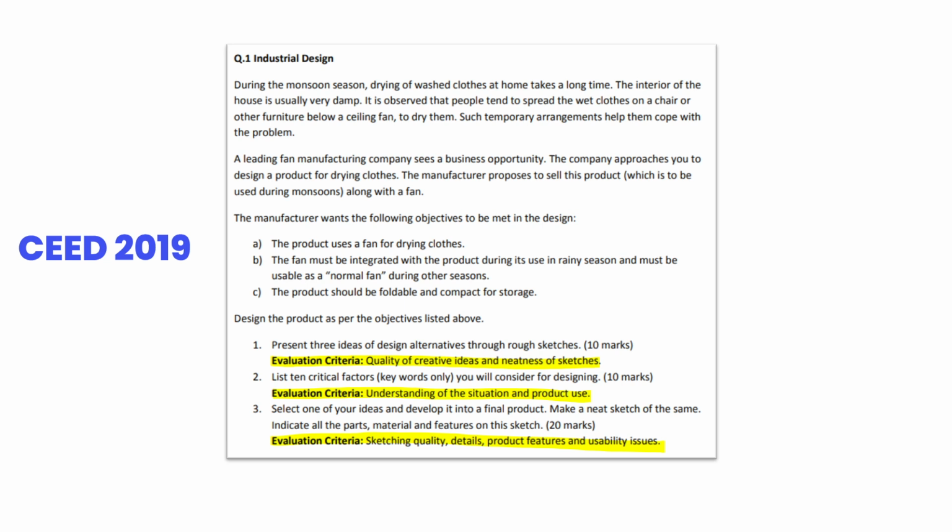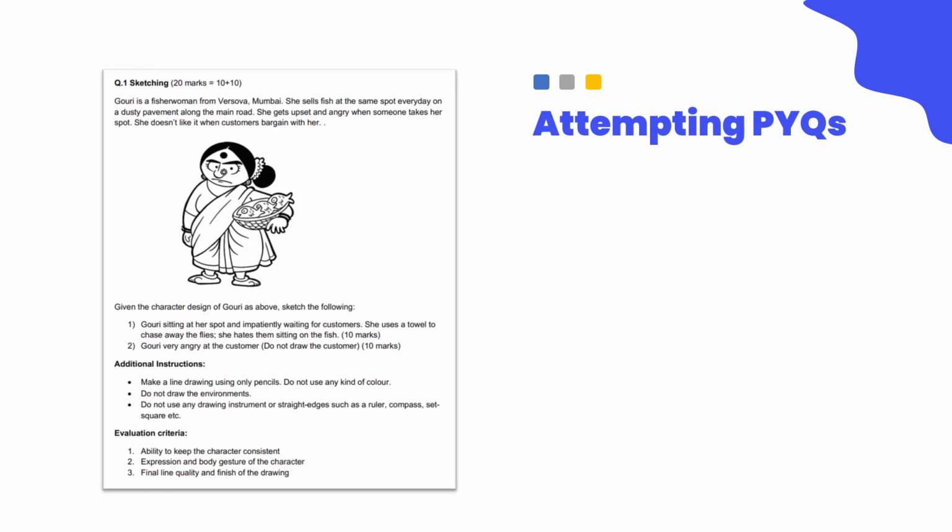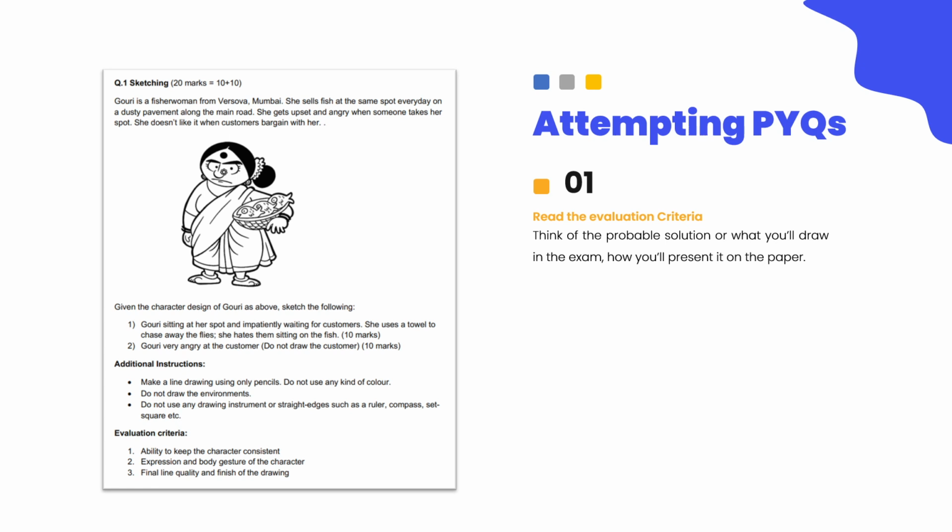Now before I wrap up, a point of advice for the students practicing previous years' SEED questions. Instead of attempting all the questions, read the questions and evaluation criteria for each question year-wise. Think of a probable solution or what you will draw in the exam, how you will present it on the paper. This exercise will help you improve your thought process and orient you according to the paper. After this, you can draw to improve your handling skill accordingly.